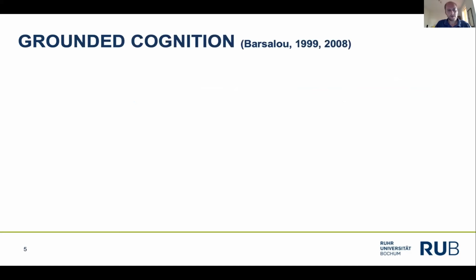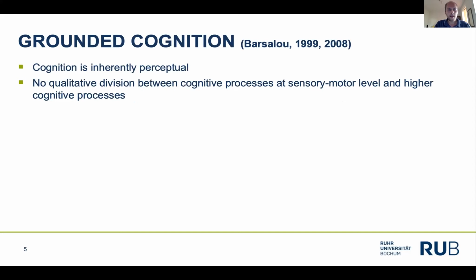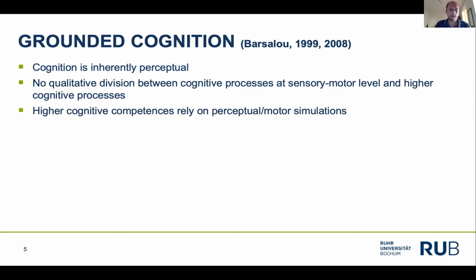In response, views of grounded cognition emphasize that cognition is inherently perceptual. This means that there's no qualitative division between cognitive processes at the sensory motor level and so-called higher cognitive processes. In other words, there's no such thing as higher cognitive processes distinct from the processes at the perceptual level. What we find instead is that the higher cognitive competences rely on perceptual or motor simulations.